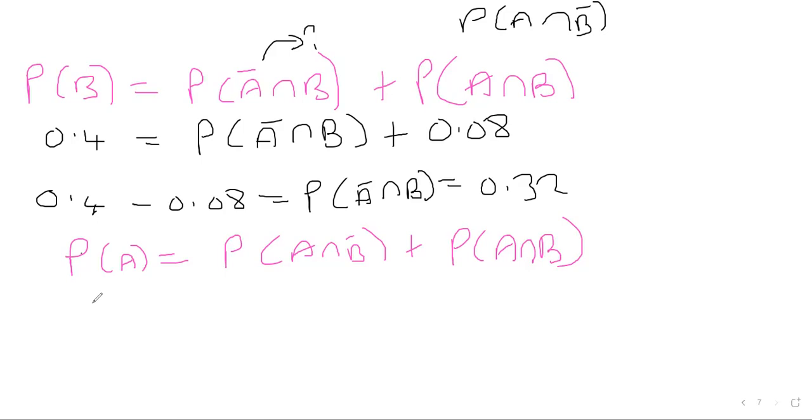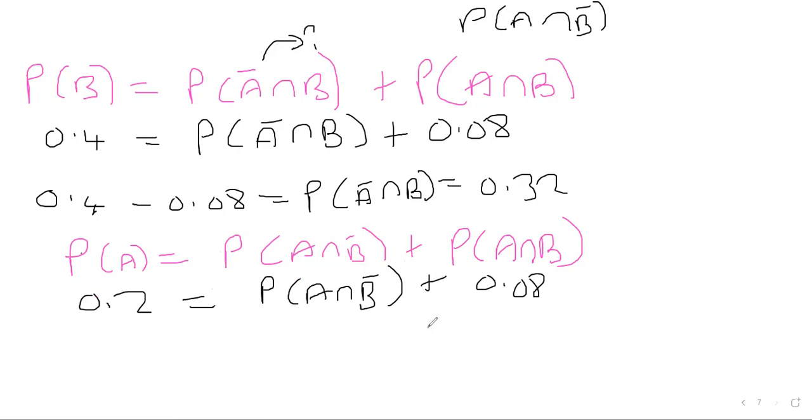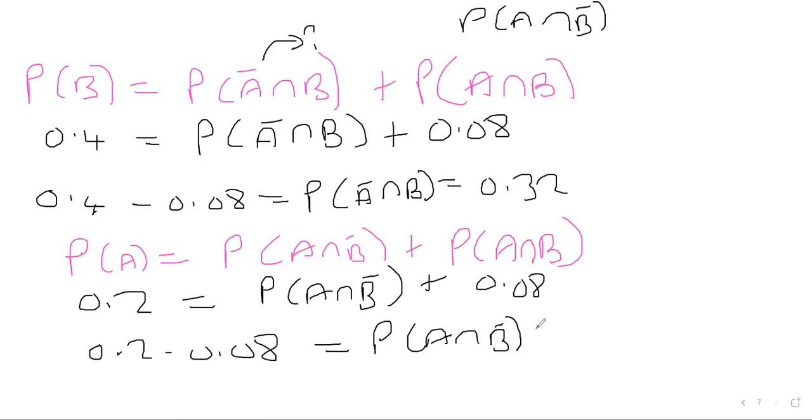So A is 0.2. You substitute now 0.2. The bar on B, we don't know. That's what we want to solve. Intersection, normal, we calculated it as 0.08. So how do we find the complement on B? We simply subtract 0.2 minus 0.08. So this will give us what? A intersection B complement. So this will be 0.12.